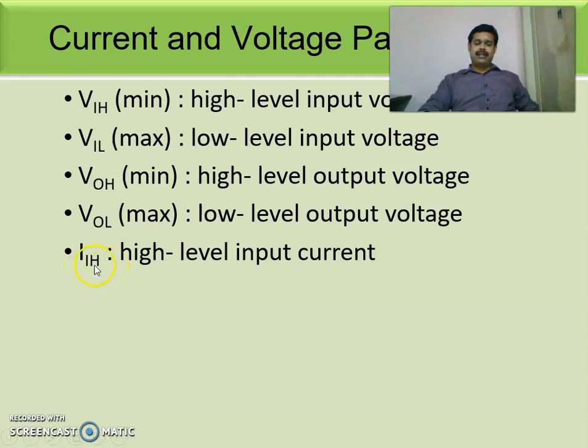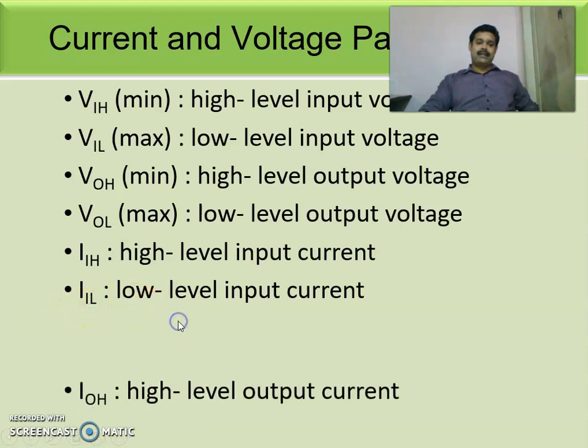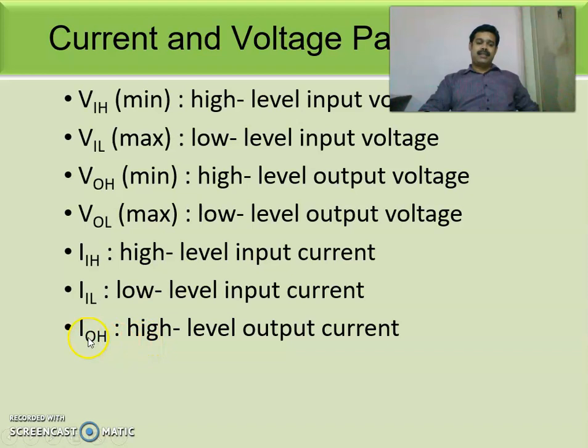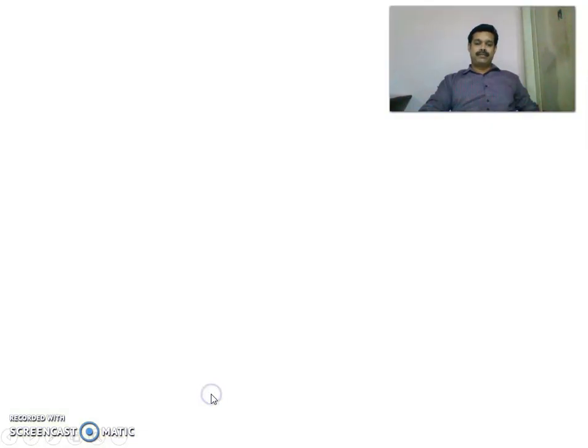IH is nothing but high level input current. IL is nothing but low level input current. IOH is nothing but high level output current. IOL is nothing but low level output current.